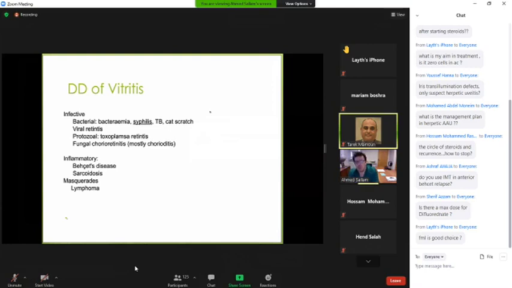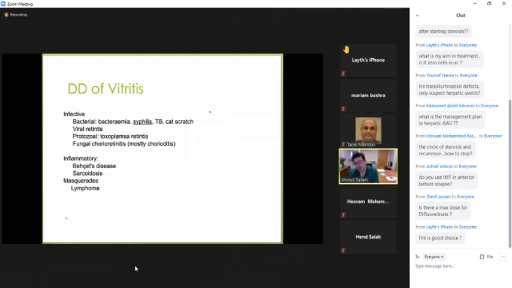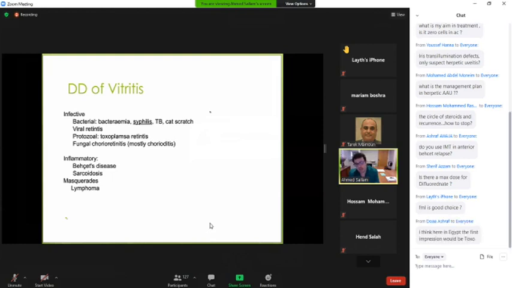So what we would do is like this. We'll get blood tests for tuberculosis, syphilis, toxoplasmosis, and serum ACE. We'll get a chest X-ray. We're lucky enough that where I work, we get the syphilis serology on the same day after a few hours. And then we will treat it, and then we'll do a vitreous tap, send for viral PCR, and we'll treat the patient with high-dose oral valacyclovir.